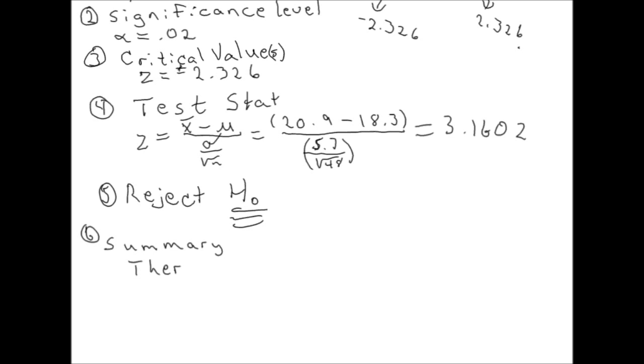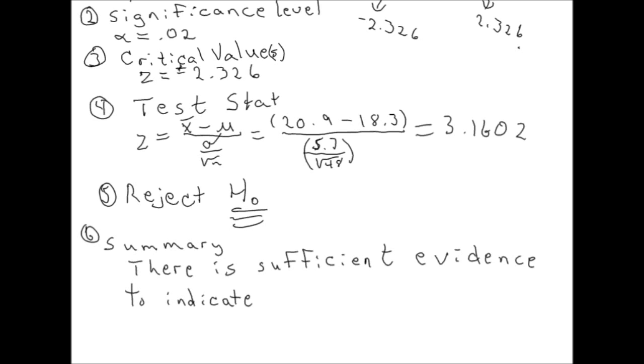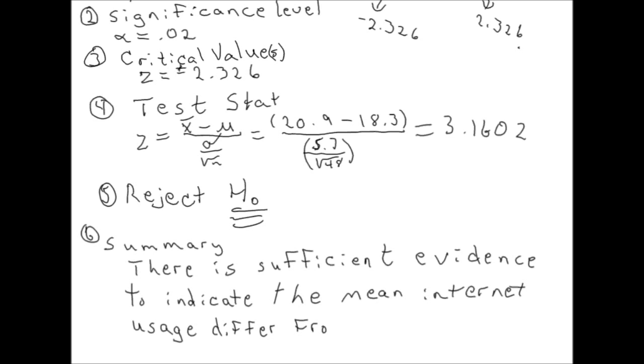There is sufficient evidence to indicate the mean internet usage is different or differs from what was thought to be 18.3.